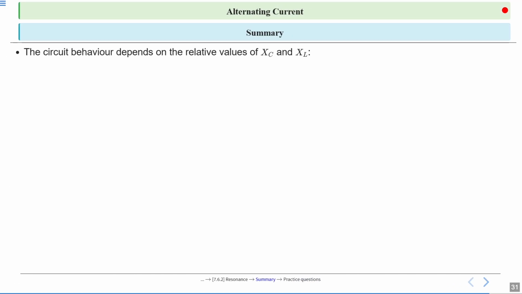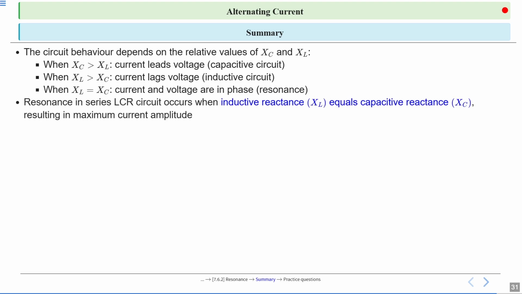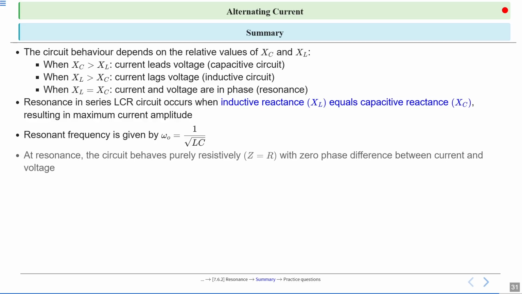The circuit behavior depends on the relative values of XC and XL. When XC is greater than XL, the current leads the voltage. When XL is greater than XC, the current lags the voltage. When XL is equal to XC, this is the condition for resonance. So resonance in a series LCR circuit occurs when inductive reactance XL equals capacitive reactance XC, resulting in the maximum current amplitude. Resonant frequency is given by omega naught equal to 1 by root LC. At resonance, the circuit behaves purely resistively, Z equal to R, with zero phase difference between current and voltage.